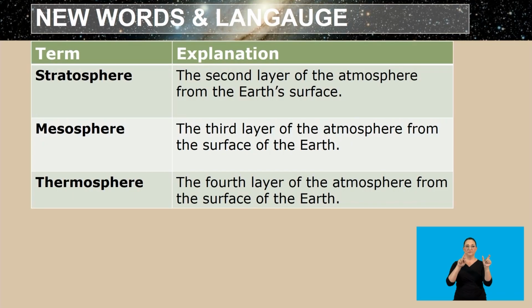Now we are going to look at the stratosphere. It is the second layer of the atmosphere from the Earth's surface. The mesosphere, it is the third layer of the atmosphere from the surface of the Earth. Then the thermosphere, it is the fourth layer of the atmosphere from the surface of the earth. You must be wondering, where is the first layer? Remember, the first layer of the atmosphere from the surface of the earth is called the troposphere.